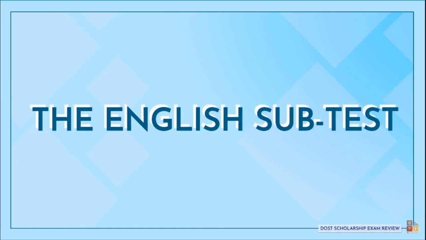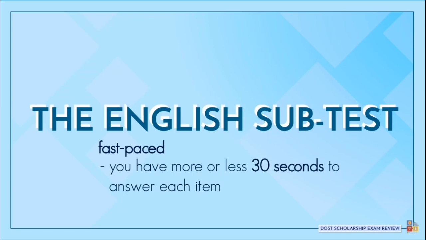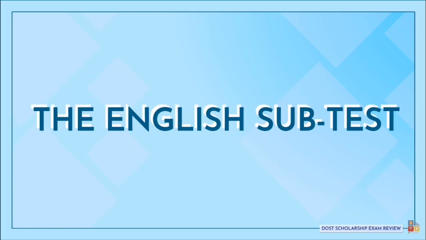Okay, so the English subtest. This subtest is basically a fast-paced test applying most of your junior high school lessons in English. They're squeezing all those lessons in junior high into one short test. And when we say fast-paced, it means that you have more or less 30 seconds to answer each item. Well, that depends on how you budget your time.